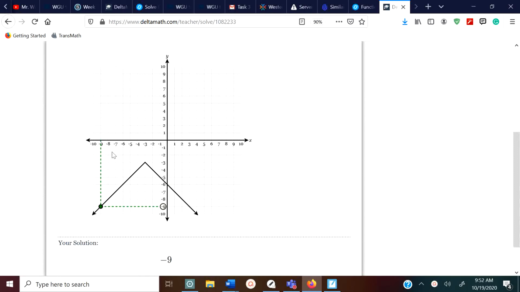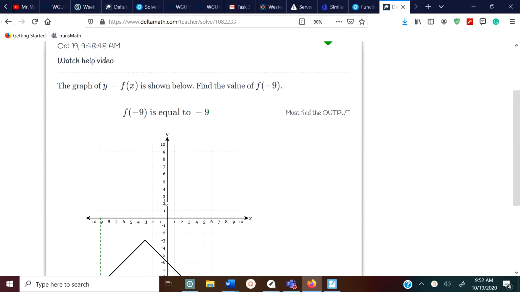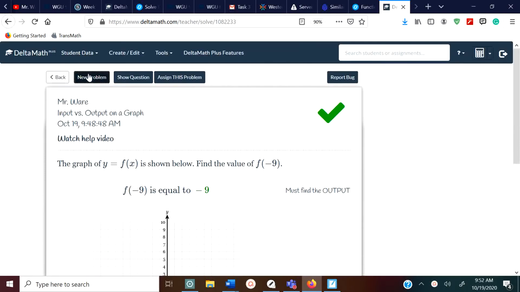Alright, so you see how it shows it to you here. It comes down, we realize this is the spot and go over to the negative 9. Alright, let's take a look at another example.